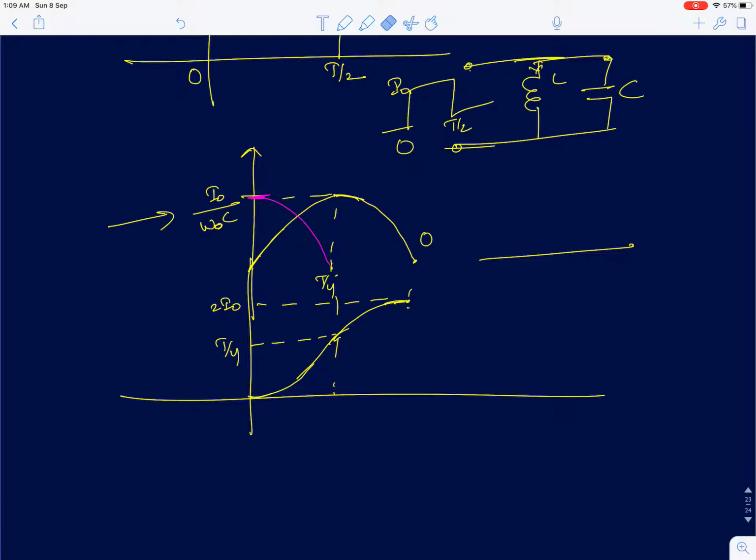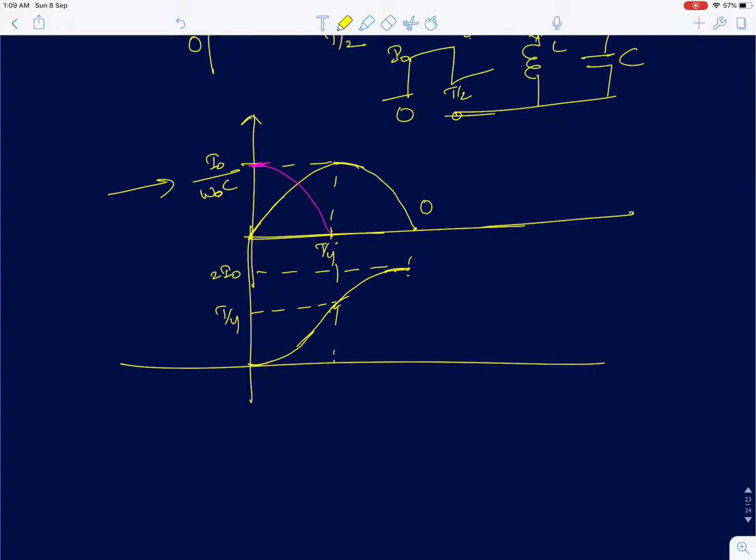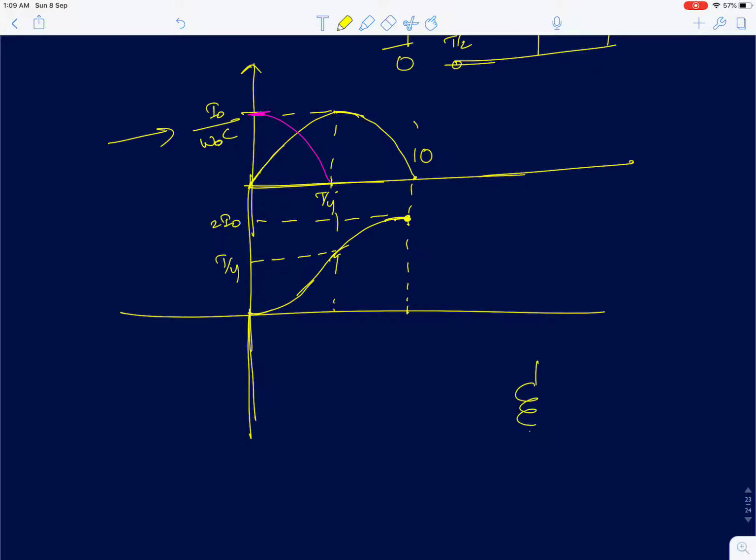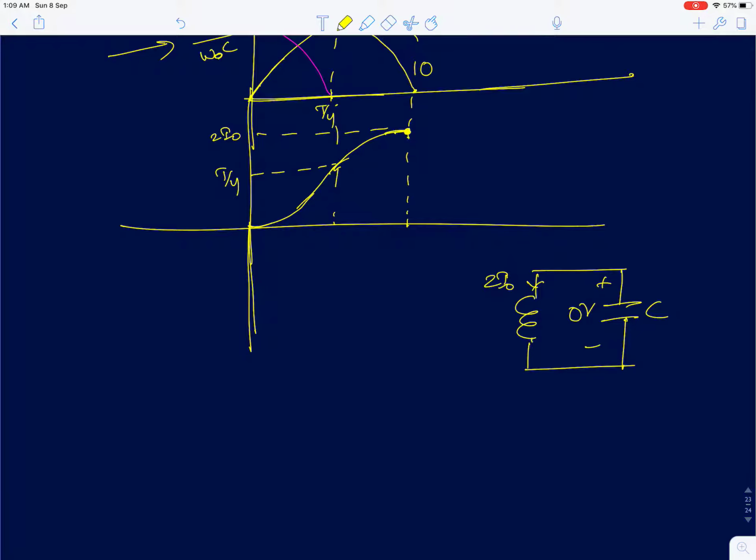But we have already done this, so I will just go back. Now at this instant we are making the input go to 0. The instant we make the input go to 0, the inductor now has a current of 2 I naught flowing through it, and the capacitor has 0 volts across it. Now this is a very simple problem. It's a simple parallel LC circuit with an initial condition of 2 I naught.